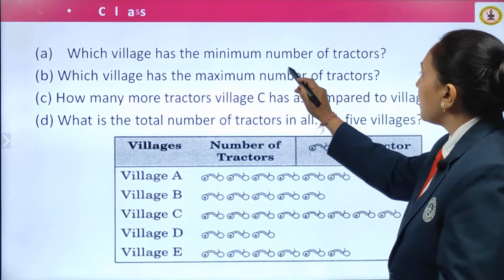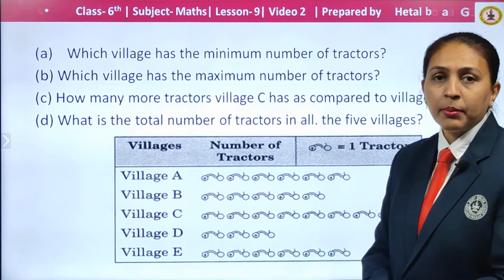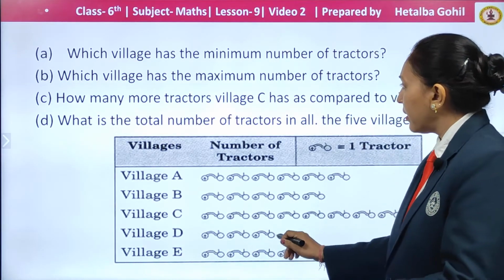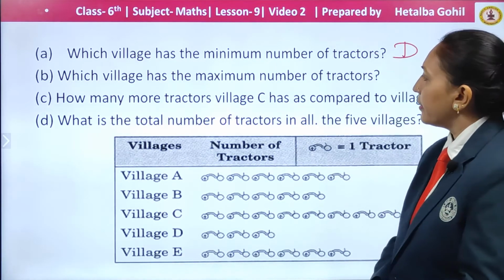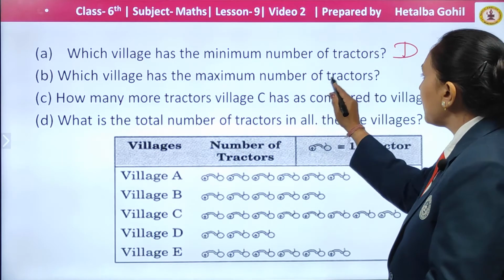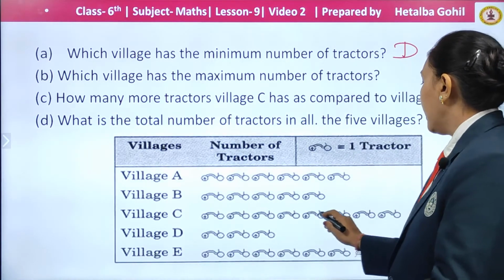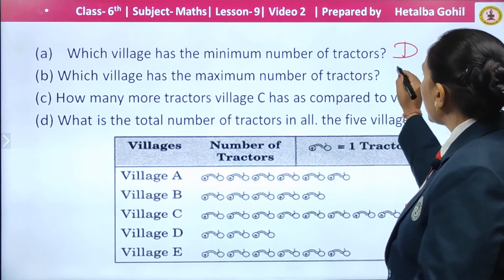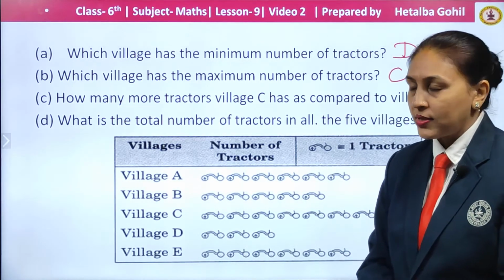Which village has the minimum number of tractors? Which village is having the minimum number of tractors, children? 1, 2 and 3, that is village D, right. So village D over here. Then which village has the maximum number of tractors? Which is maximum here? You can see village C, which is 8. So the maximum number of tractors is with village C, that is 8 tractors.